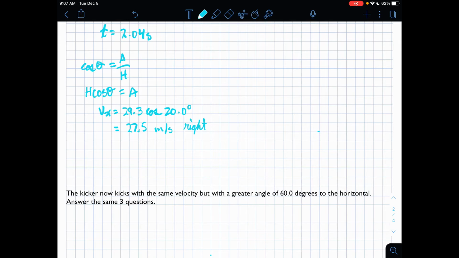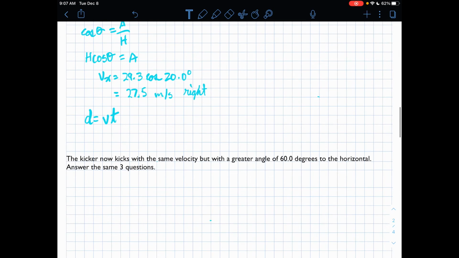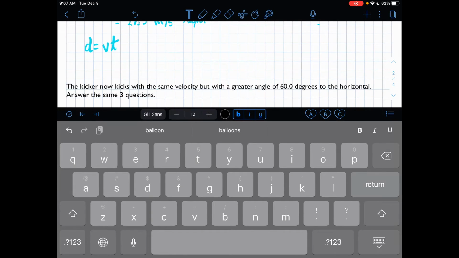All right, now that you have the initial horizontal velocity, since, as I mentioned before, the horizontal velocity always stays constant in a projectile, what you can do is just use the d equals vt equation. Hold on, let me give myself some more space.